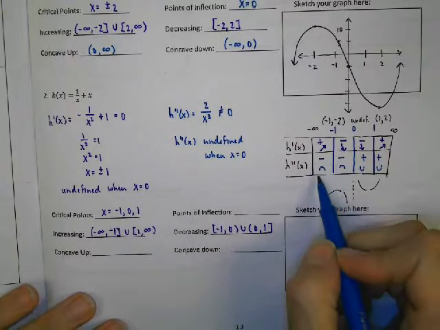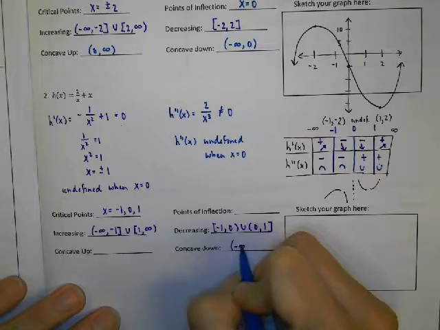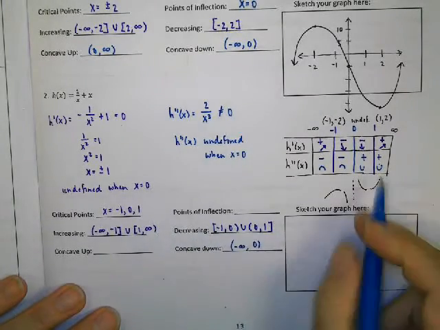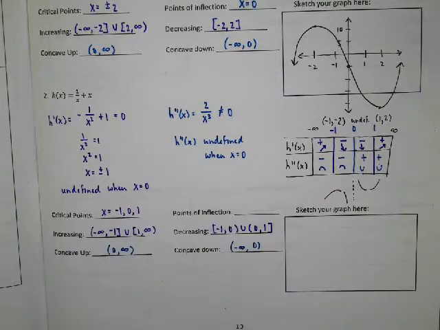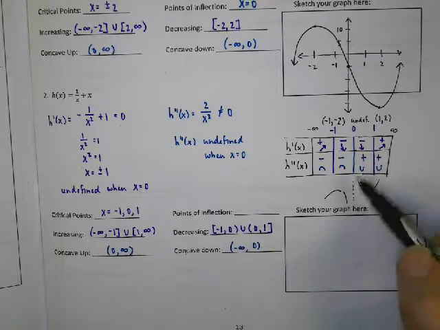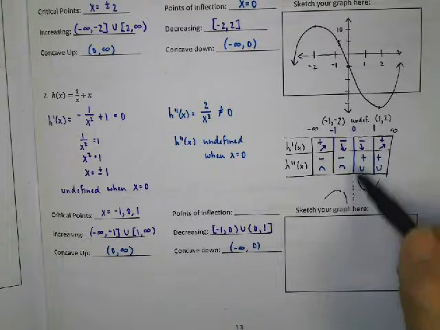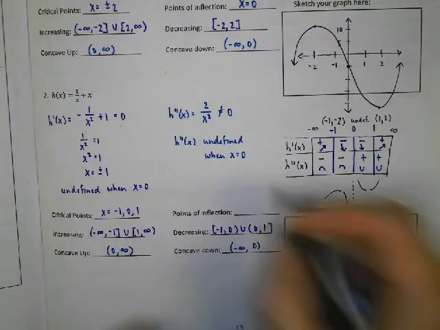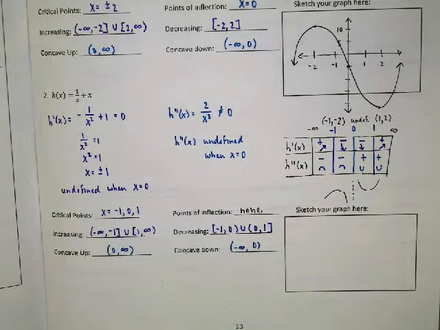For concavity, we're concave down from -infinity to 0, and concave up from 0 to infinity. Now, for my points of inflection, normally we would say we have a point of inflection where our concavity changes. However, since 0 is not defined, we don't have an actual point there, so our points of inflection, we would say, are none.